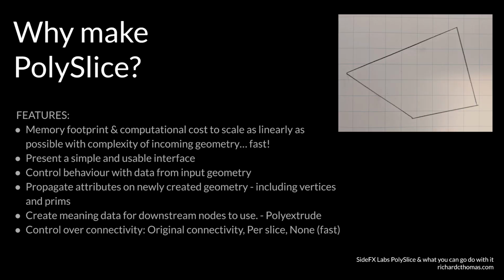I wanted to propagate attributes to the newly created geometry, including vertices and prims, so things like UVs would persist and make sense, and so texturing would still work, and perhaps other downstream nodes could be driven by it, like PolyExtrude, for example. And I wanted to control connectivity, so whether you could preserve the original connectivity, or break the slices per slice, or have none for some kind of performance mode. Let's move on to the demo and see these core features at work.